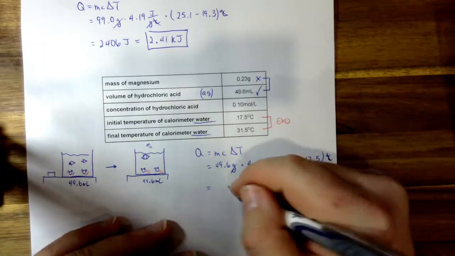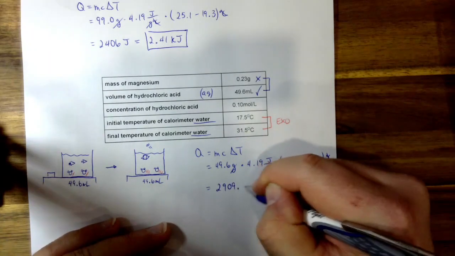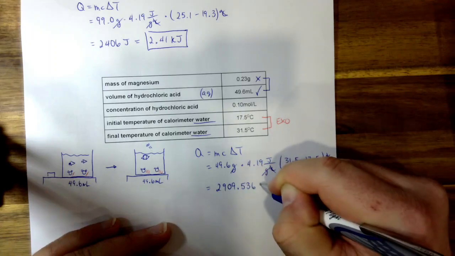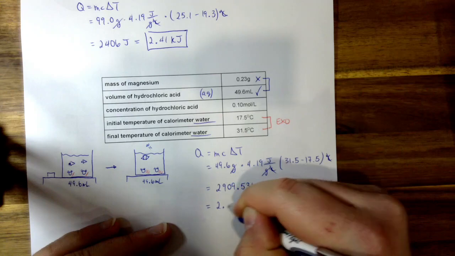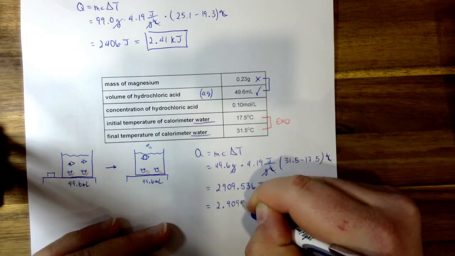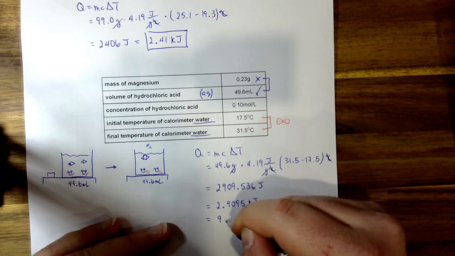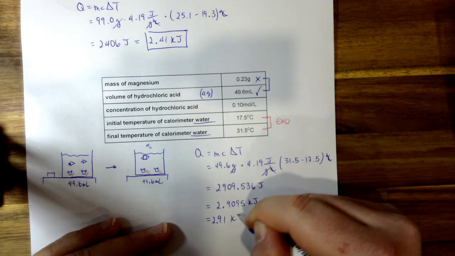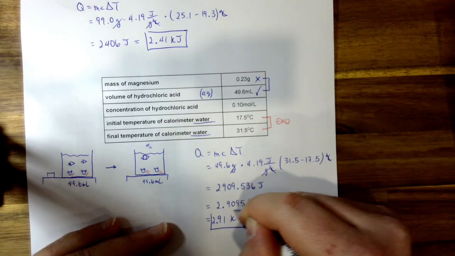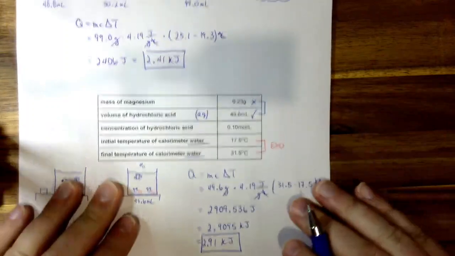But here's all that stuff. So here's 2,909.536 joules. Round that to 2.9095 kilojoules. I usually like 3. So 2.91 kilojoules. Okay. All right, we'll talk about other things to do with this another time. Here's the last bit of information for today.